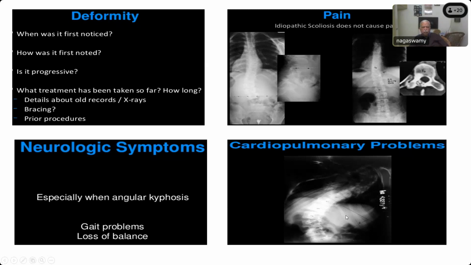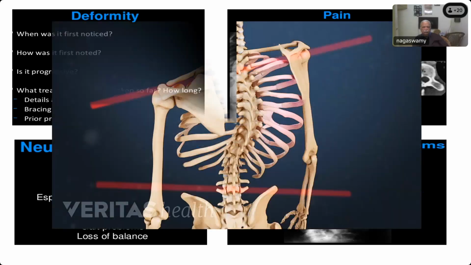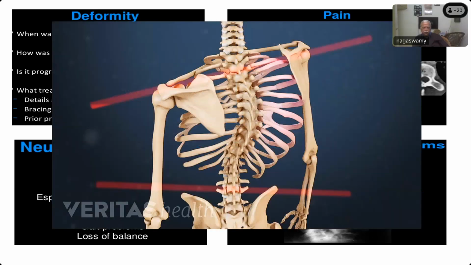It produces what type of lung disease? Obstructive or restrictive? Restrictive. Restrictive lung disease. So that is why the patient becomes dyspneic. The lung is not able to expand. So the whole deformity looks like this. And you can see the ribs are getting splayed on one side and they are getting crowded on the other side. Okay, so that is the problem. When the ribs get crowded, we will have a restriction in the expansion of the lung, and that is what causes the whole problem.